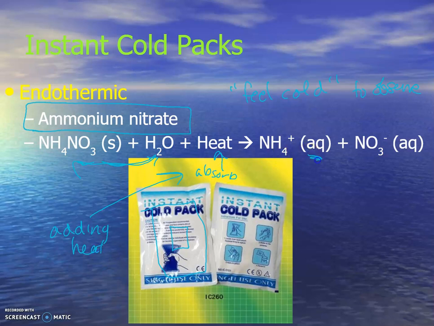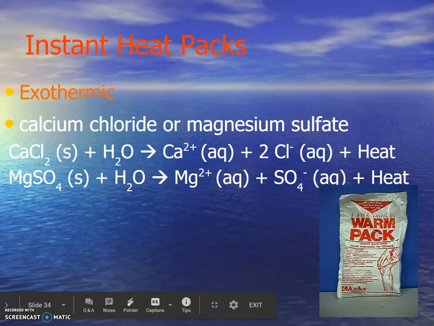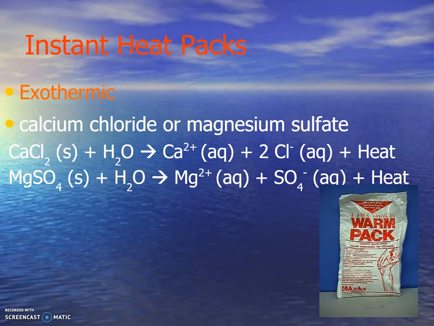All right, and then you see that we have our aqueous reaction on the other side. You have your ammonium ion and your nitrate. So you have your cold packs, you break, mix, and get that to feel nice and cold. An exothermic reaction is just the opposite. Endo and exo are opposite. So exo, you are going to see that they are going to release the heat as a product.